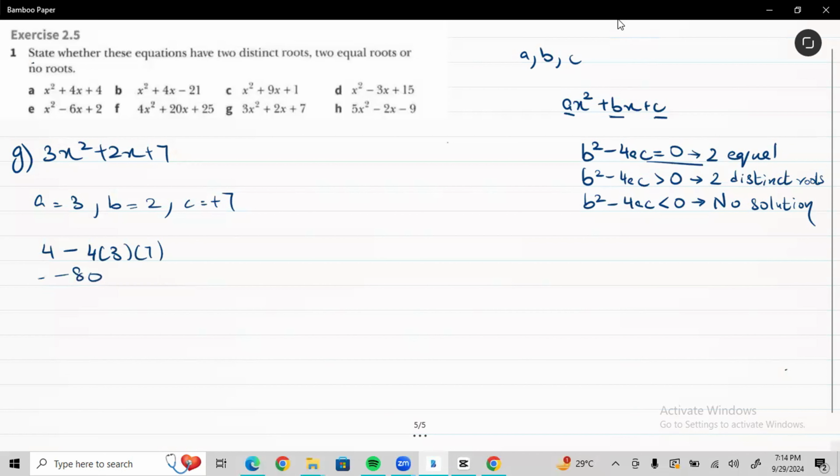So when we get negative 80, it's a negative value which is less than 0. And when we get values which are less than 0, we are going to say our answer has no roots.